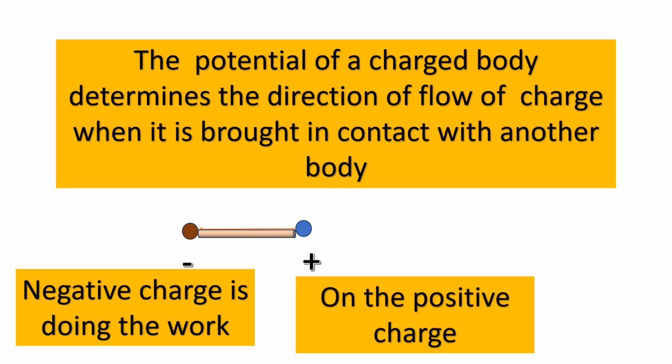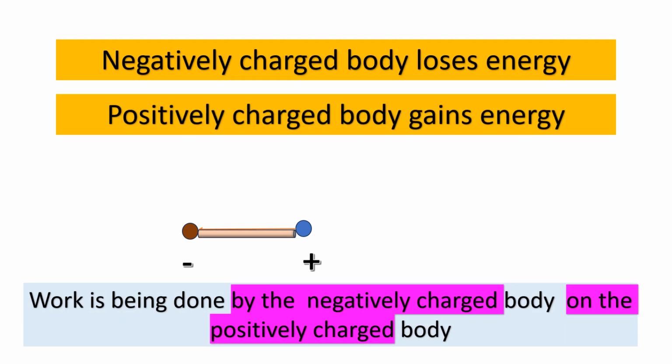So if the brown colored particle is a negative charge and the blue colored particle is a positive charge, the negative charge is doing the work on the positive charge because the negative charge wants to bring the positive charge towards itself. Thus we can say if there are two charged particles and there is a flow of charge between them through a metallic wire, one is negative, another is positive. In that case, the negatively charged body loses energy because it is giving out energy to pull the positively charged particle towards it. So it is doing work and it is losing energy.